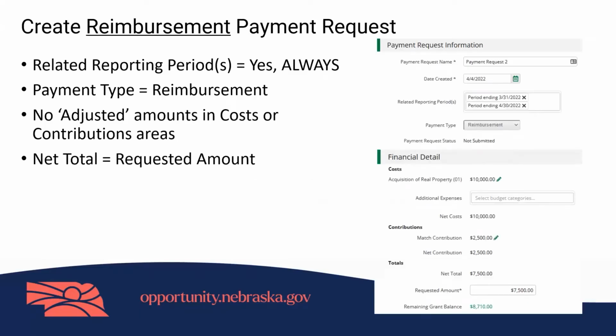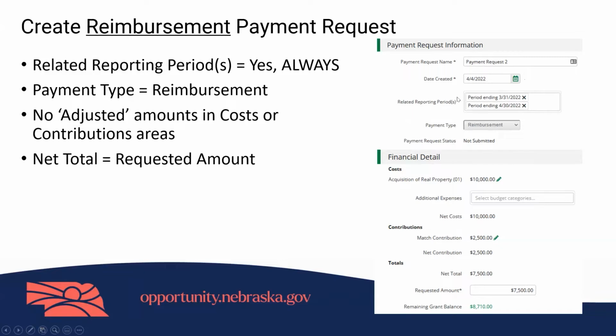So after you create your expense, you're going to close it with a reporting period like normal. So the expense is non-editable. And then you're going to go ahead and create your payment request. When you create your payment request, it's pretty simple now, because you're going to name it as you usually name it. You'll do your date created. You will always attach at least one reporting period, if not more, because we know our expenses are now in that reporting period. Your payment type will always be reimbursement.